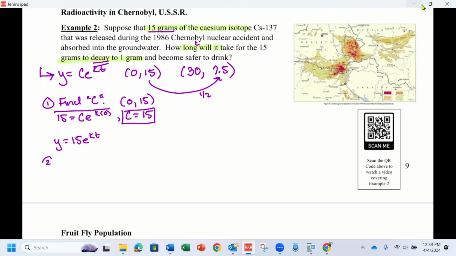So now, again, my second step is going to be to find K. So I'm going to use that second ordered pair of 30 and 7.5. Again, I'm going to take these values and plug them into the equation where I plugged in the 15. So 7.5 is equal to 15 times E raised to the K times 30.